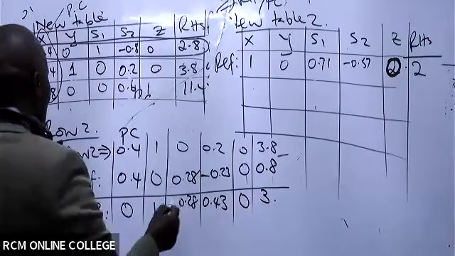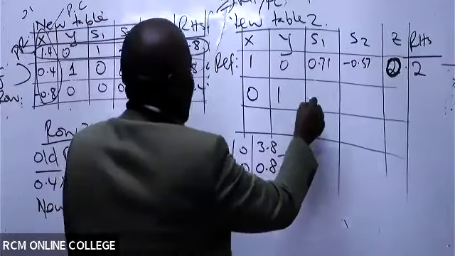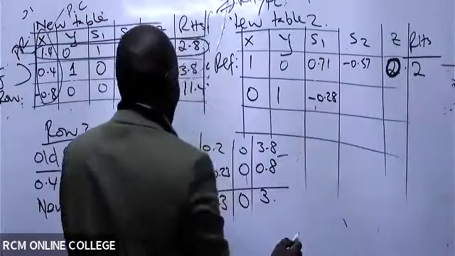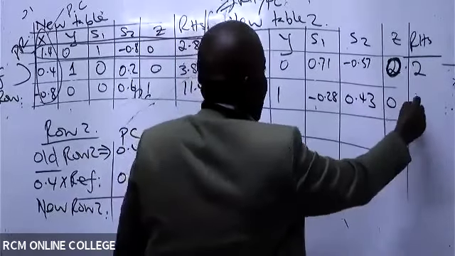So then this is the new row 2. We have here 0, 1. We have here minus 0.28. We have here 0.43. We have here 0. And then we have 3 there.